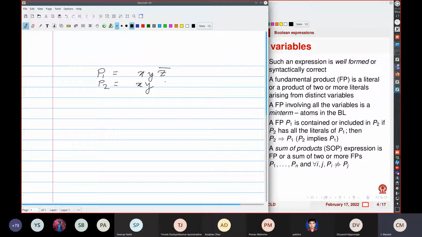A fundamental product P1 is contained or included in P2 if P2 has all the literals of P1. So if you see, P2 has all the literals of P1. It has x, it has y. Alright, it has all the literals of P1.